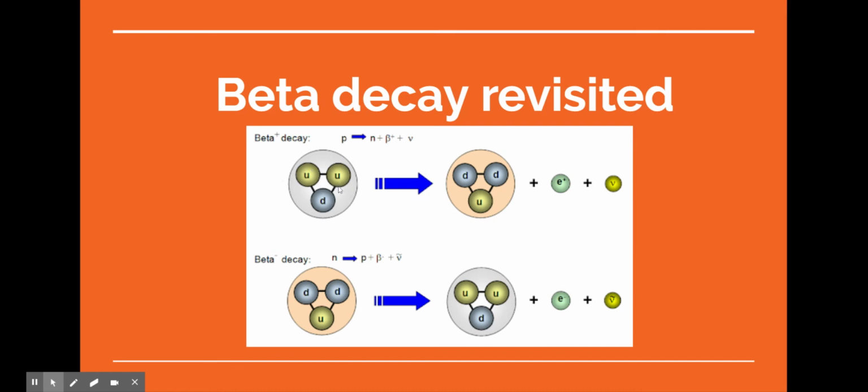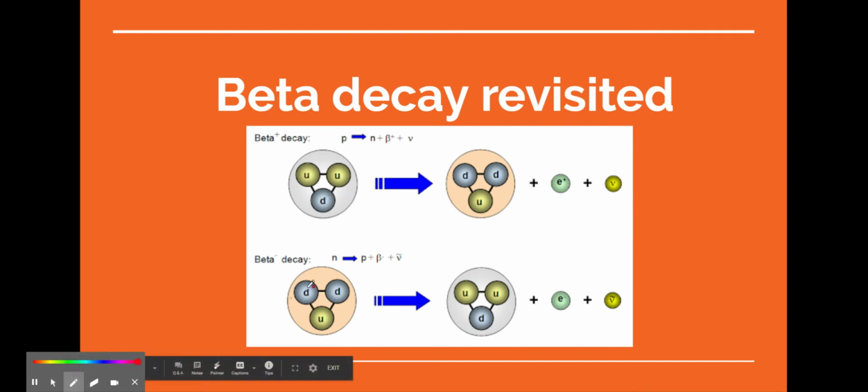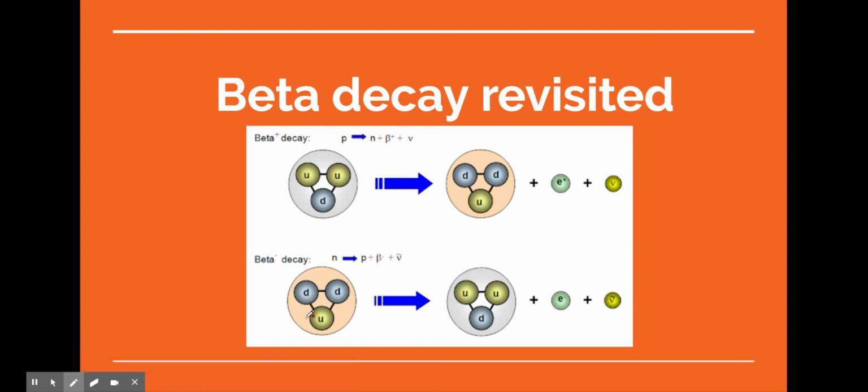What really is happening is, let's use beta negative decay down here. In beta negative decay, the up, down, down quarks that we start with as a neutron actually change. One of these down quarks will change into an up quark. So in this case, the neutron now becomes a proton, because now it's got an up, up, down. And in that process, it emits a beta particle and an antineutrino.